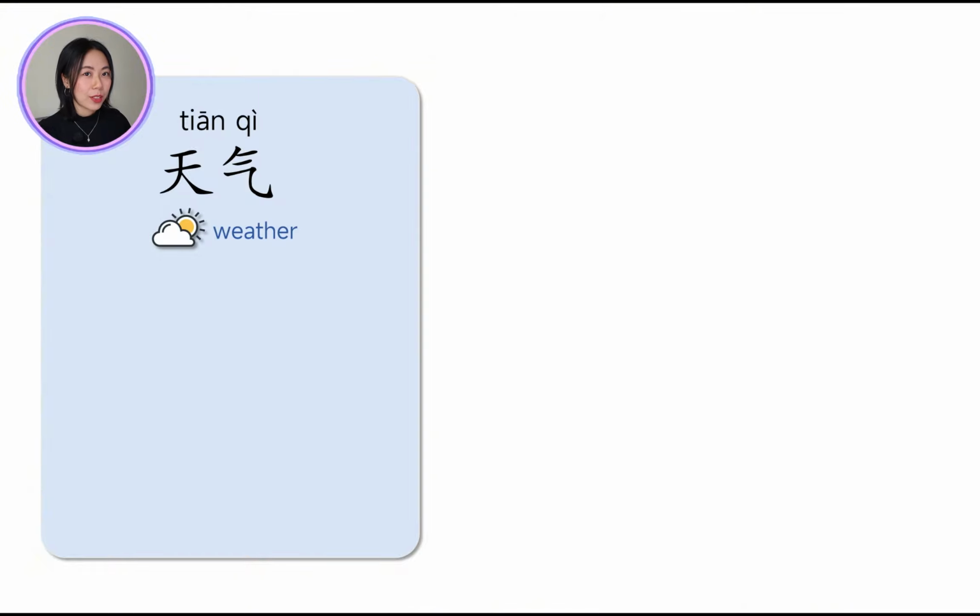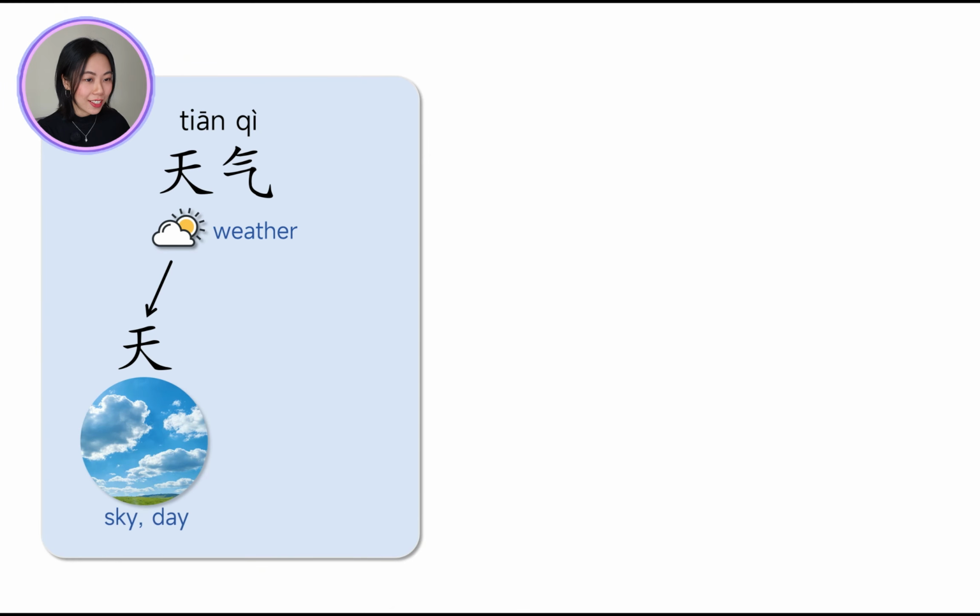The first one, 第一个，天气。天气 means weather. Let's dive into the Hanzi. 天 which means sky and day. Here are several Hanzi which are quite similar to 天 and I would like to introduce to you.